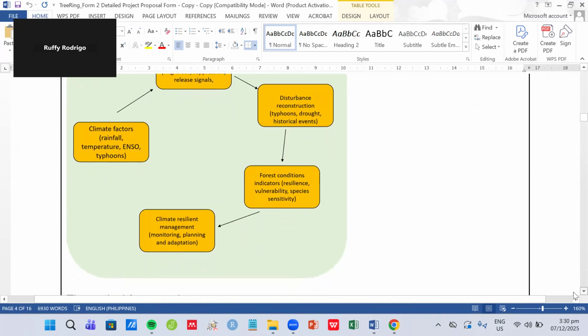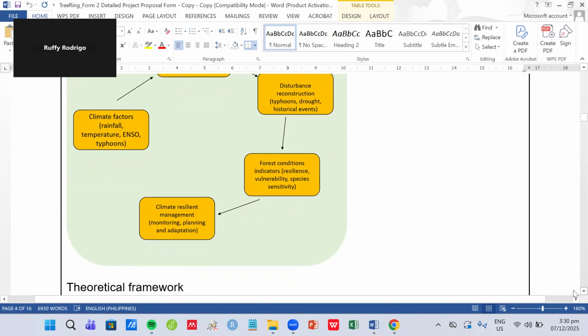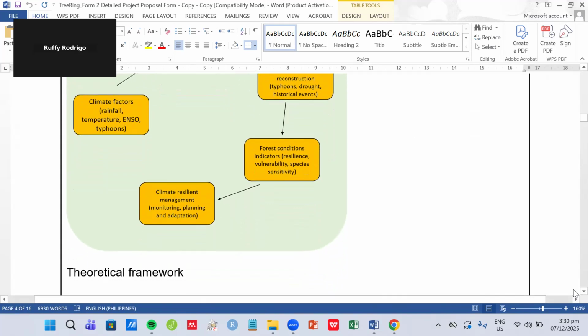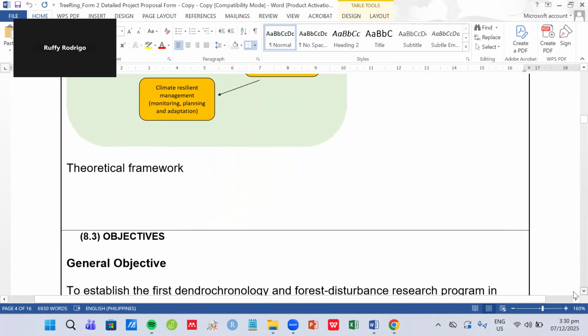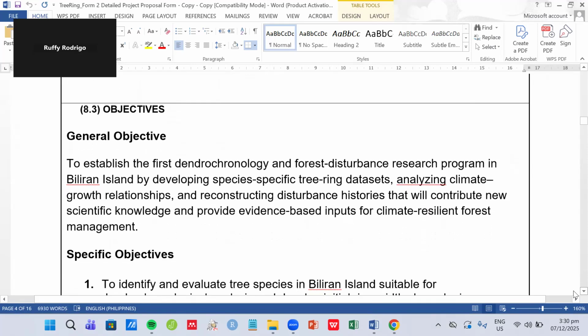With this, you can compare, for example, why species A is like this and why species B is like that, and why there is variation in the results, in the patterns, in the suppression, in the signals, just by looking at the tree-ring width. With that, you can have climate resilience management based on your data, and you can do the monitoring, planning, and adaptation. So that's our theoretical framework.